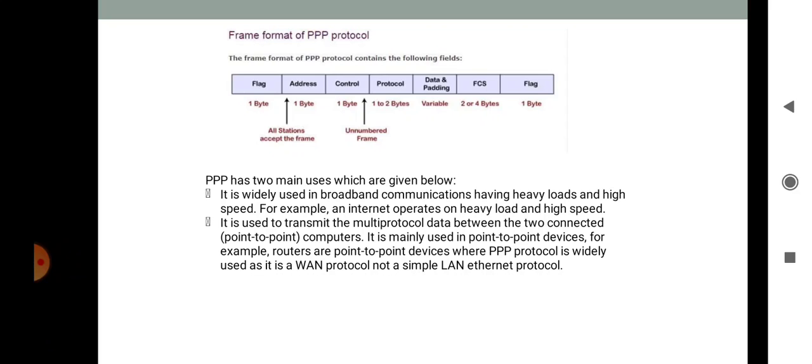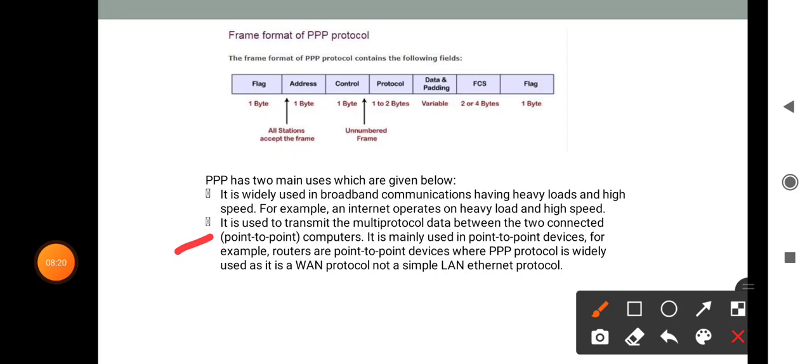Then PPP has two main uses which are given below. First one is it is widely used in broadband communications having heavy loads and high speed. For example, the internet operates on heavy load and high speed. Then the second one is it is used to transmit multi-protocol data between two connected point-to-point computers, and it is mainly used in point-to-point devices. For example, routers are point-to-point devices where PPP is widely used as a WAN protocol, not a simple LAN Ethernet protocol.